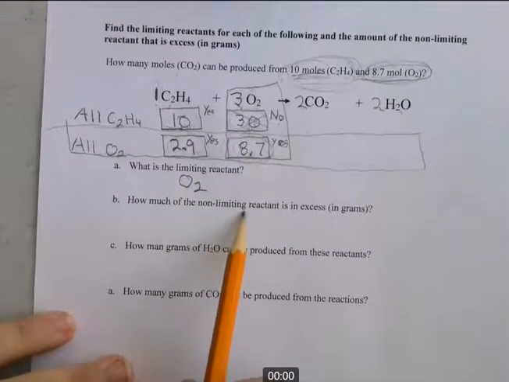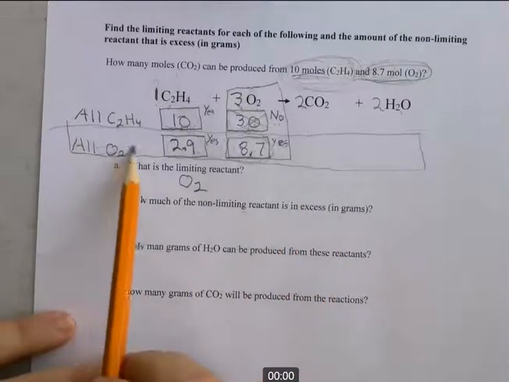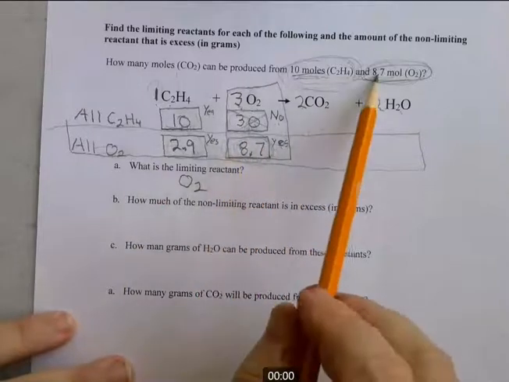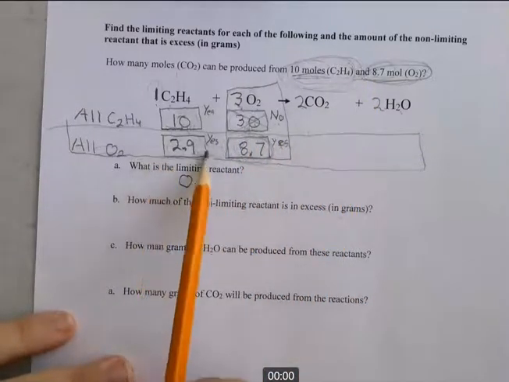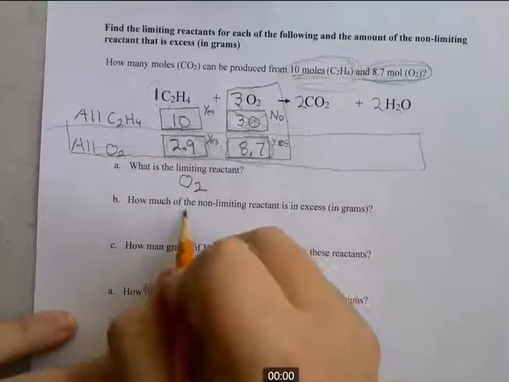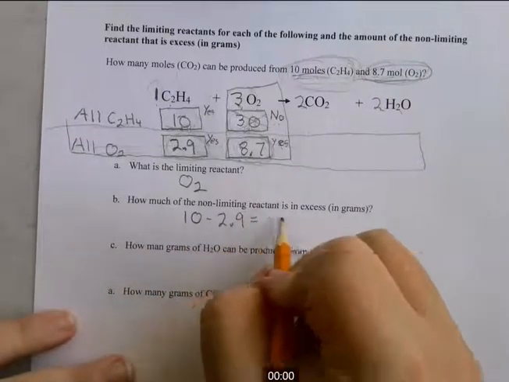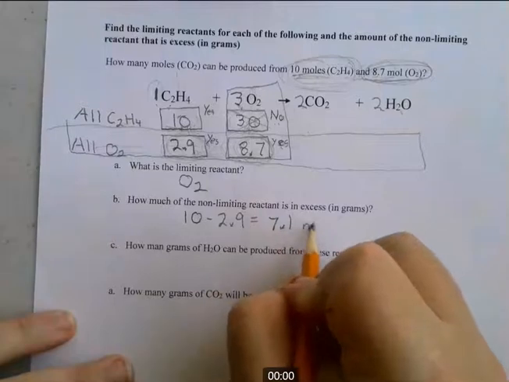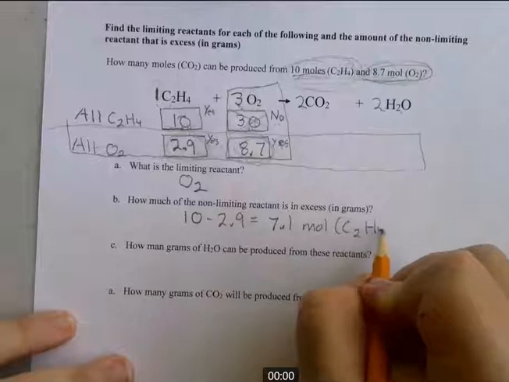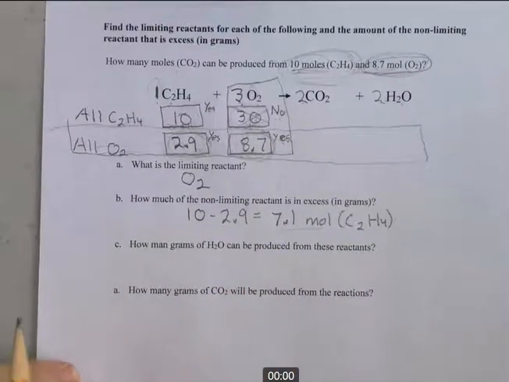How much of the non-limiting reactant is in excess? How much do you have left over? Well, this is the reaction that'll work. And if this reaction works, we're going to use all of our O2. That's how much we were given. And we're going to use only 2.9 moles of our C2H4. But we were given 10 moles. So if you take 10 minus 2.9 equals 7.1 moles of C2H4. That's your excess reactant, and that's how much is left over. You were left over with 7.1.